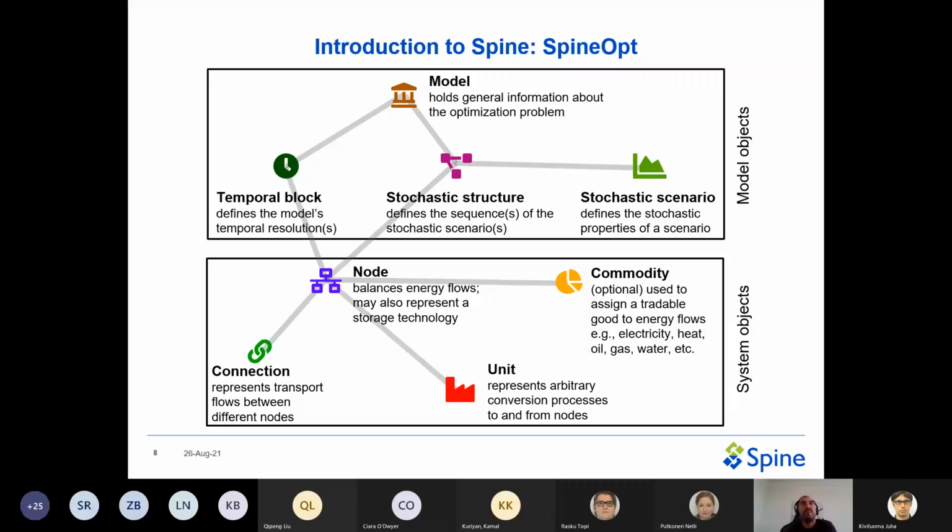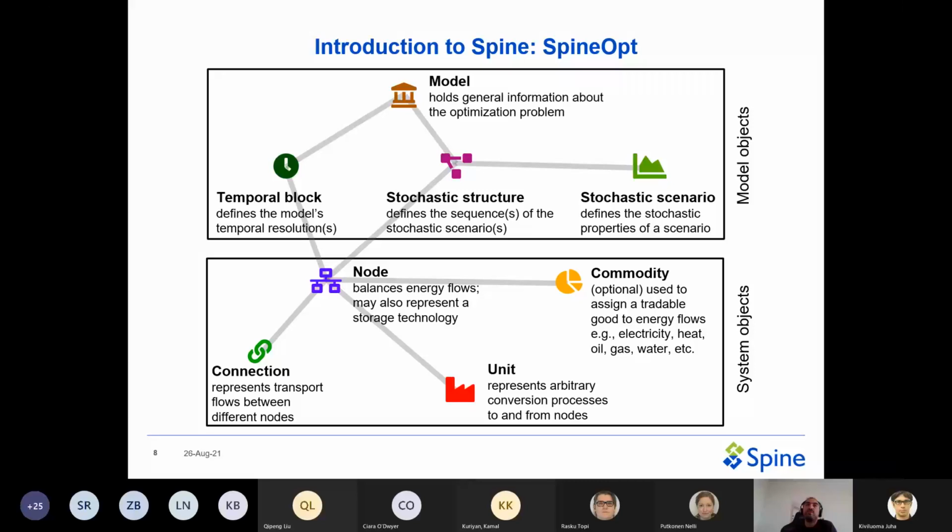And these names are right here. You have the model class that you can use to describe a little bit some general things about your model. And you have the temporal block class that you can use to specify a temporal structure. And something similar here, stochastic structure: you can link that with stochastic scenarios to build a stochastic structure for your model.